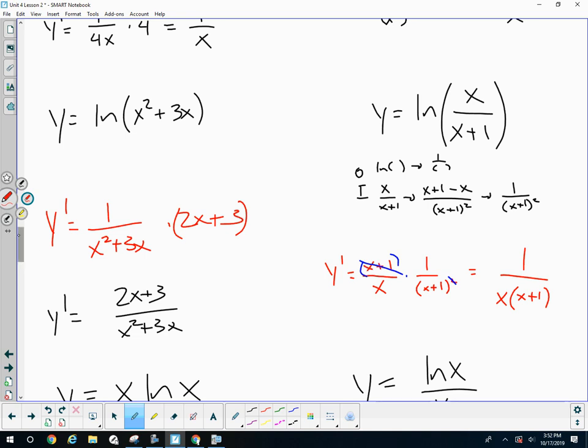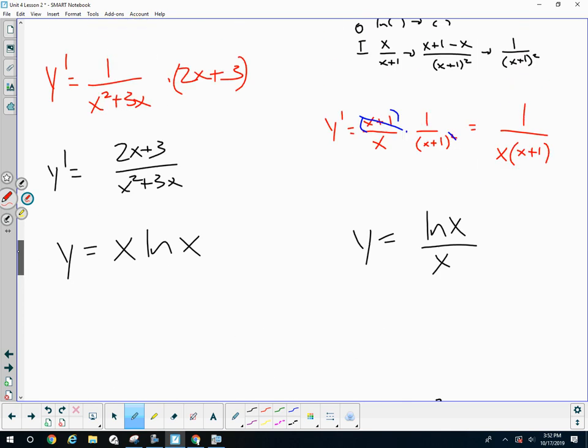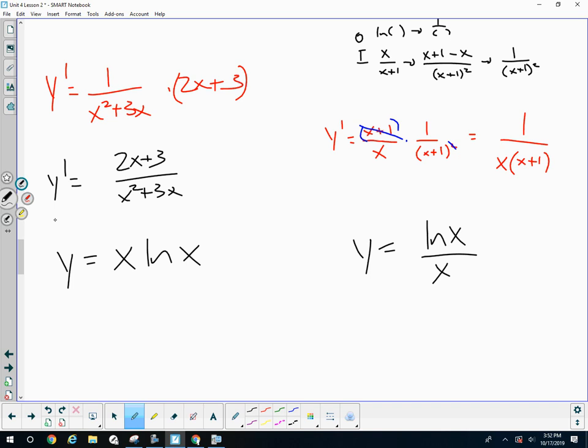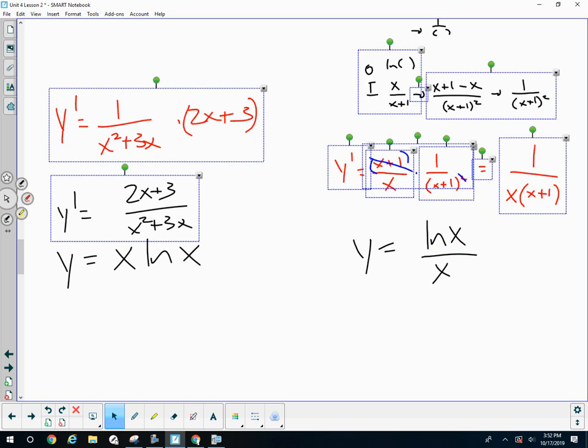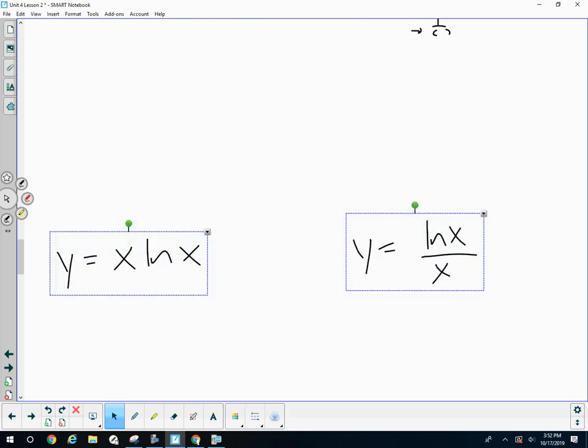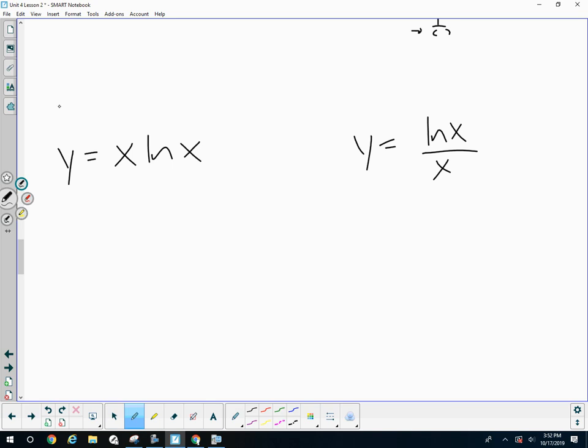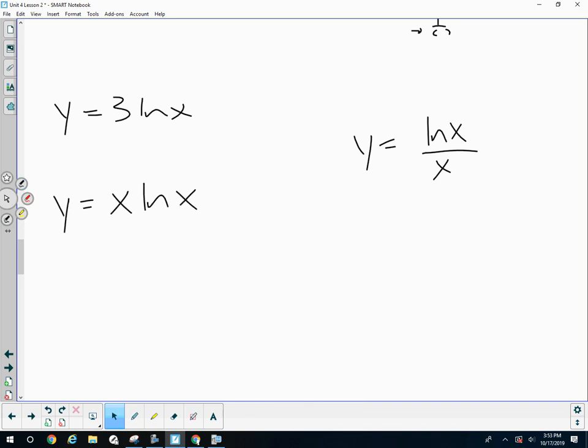Okay, the next two. I'm going to give you 2 here. Y equals 3 log x over y equals x log x. Like a fraction? Like that. Are those 2 different? These are 2 different ones, yes.